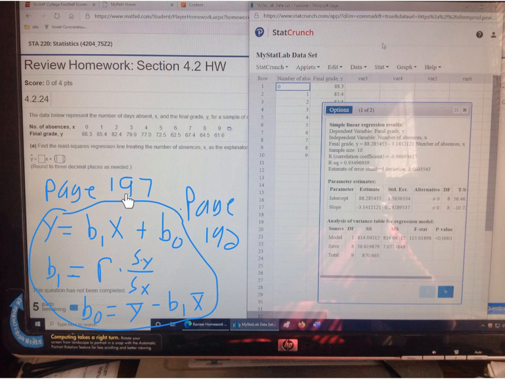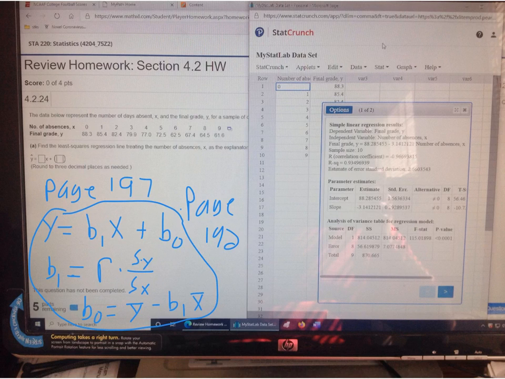On page 197, they tell you how to use technology, both the calculator and StatCrunch. So I'd probably use the technology. Also, the videos for the section show you how to use StatCrunch and the calculator to find the least squares regression line. If you decide to use StatCrunch, you can click here and import the data in here, or you can type it in by hand.